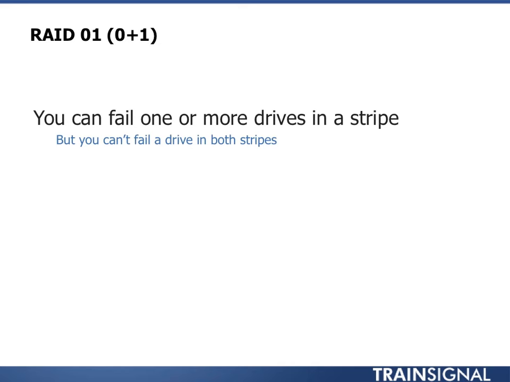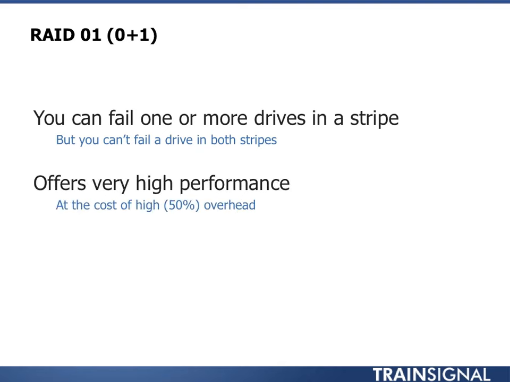The neat thing is you can fail 1 or more drives in a stripe, but you can't fail a drive in both stripes. And this will probably make a little more sense here in a minute when we get to the diagram. It does offer very high performance. So we've talked about write penalties and things like that. There is a write penalty even though we're not doing parity, but it has to do with how you write down, and you have to write multiple copies of the data at one time. But it's still very high performance, and we'll run those numbers here in a minute.